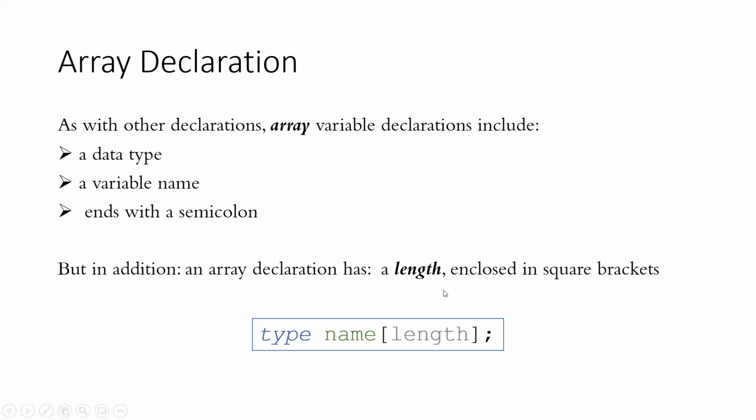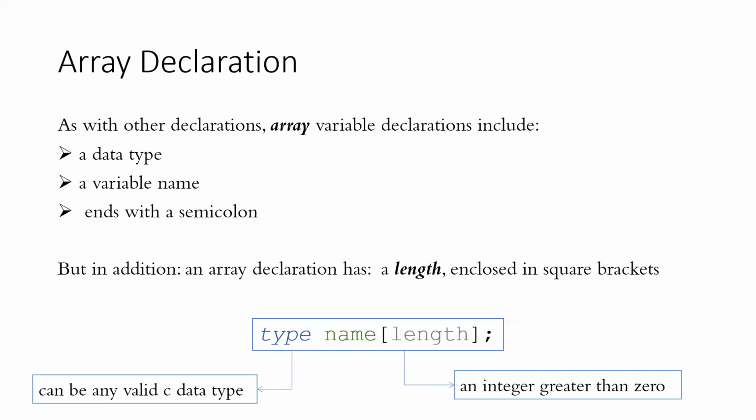All right, so this is the general syntax for declaring an array. The type refers to the data type, such as integer, float, double, or char. Then the name or the identifier, and enclosed in the square brackets is the length, or the number of elements in the array that is specified. The length should be an integer that is greater than 0, and the type can be any valid C data type.